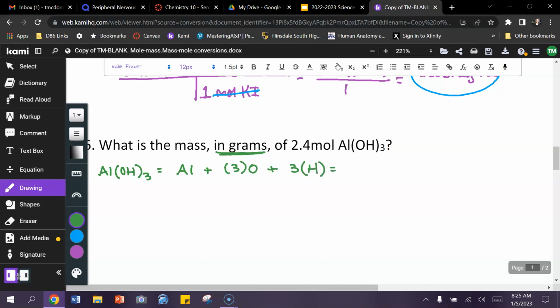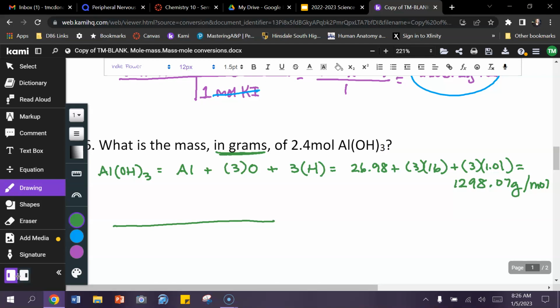And so when we plug in these numbers, we get 26.98 plus 3 times 16 plus 3 times 1.01. And when we add all of that together, we get 1,298.07 grams per mole. So now we draw our dimensional analysis table. We always start with what we're given, which is 2.4 moles of Al(OH)3.